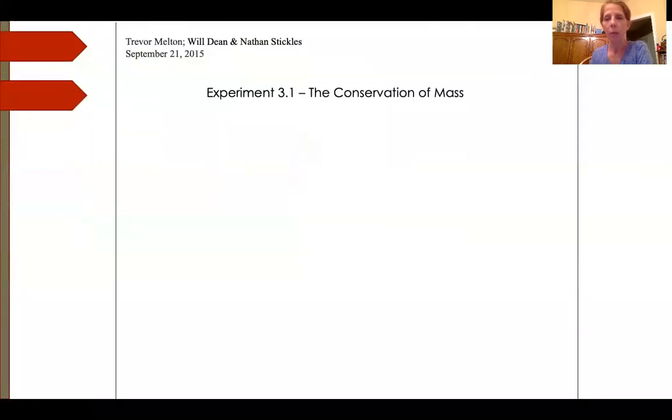So for the experiment that we walked through in the previous example, Trevor Melton was doing the experiment. Will Dean and Nathan Stickles were his lab partners, and the experiment was experiment 3.1, which was the conservation of mass. That was the title of the experiment. So that's what you put as the heading of your formal lab. Your formal lab does need to be typed, all of it. There are a couple of caveats, and we'll talk about them when we get to them. But that's the beginning of your formal lab.